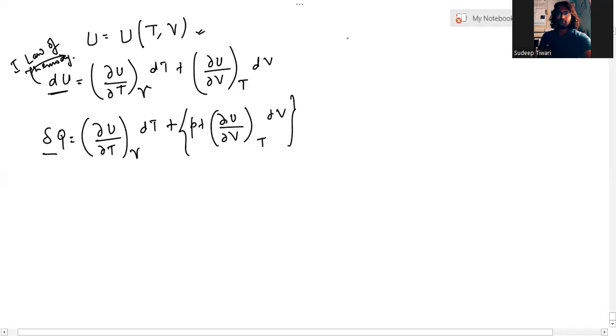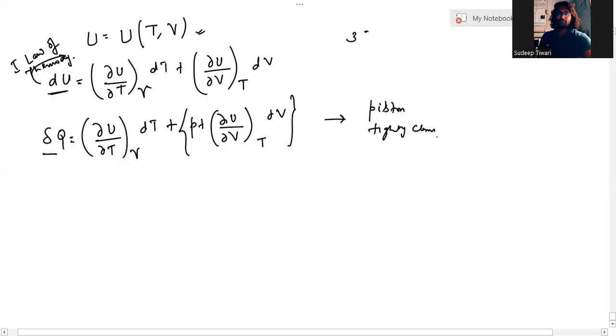I have already stated three delta Q equations in the previous lecture. So it is one of those delta Q equations. Okay. So now one way of imagining all these things is that I can imagine the piston is tightly clamped.